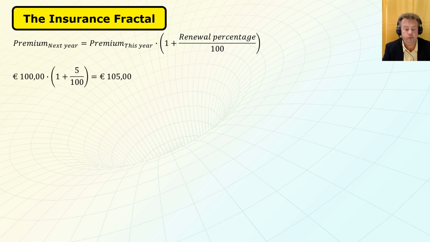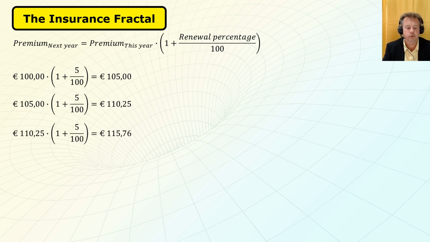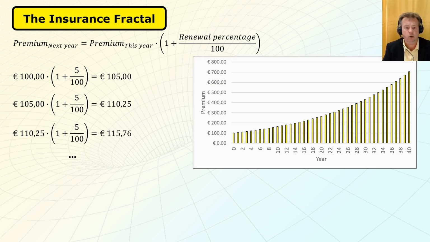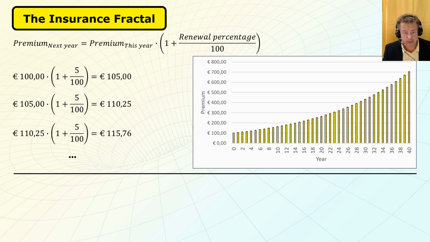If we do it by numbers, let's say this year you pay 100 euros and you get 5% on top of it when the renewal comes up, you will pay 105 euros next year. The year after you will pay 110 euros and 25 cents. And the year after 115 euros and 76 cents. And in a graph it will look like this. This is all the mathematics I'm going to use in this video.